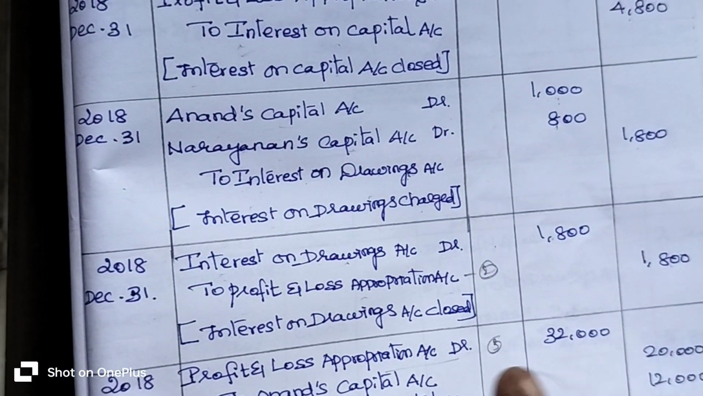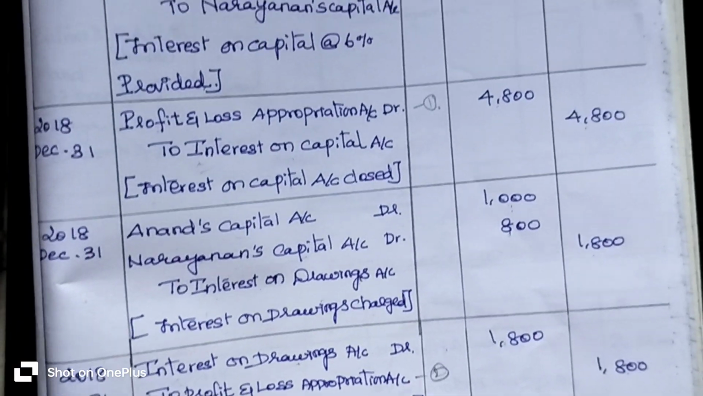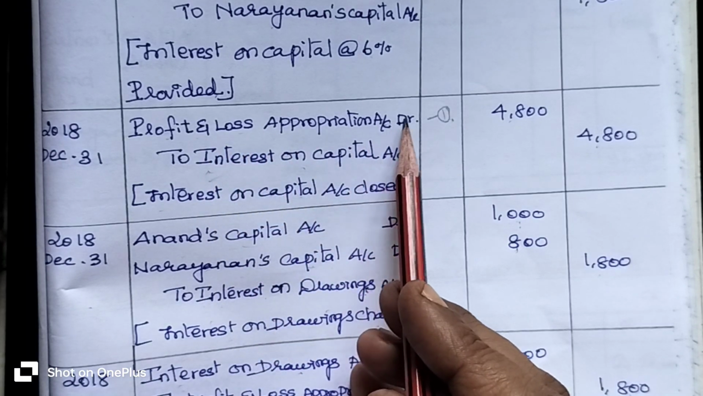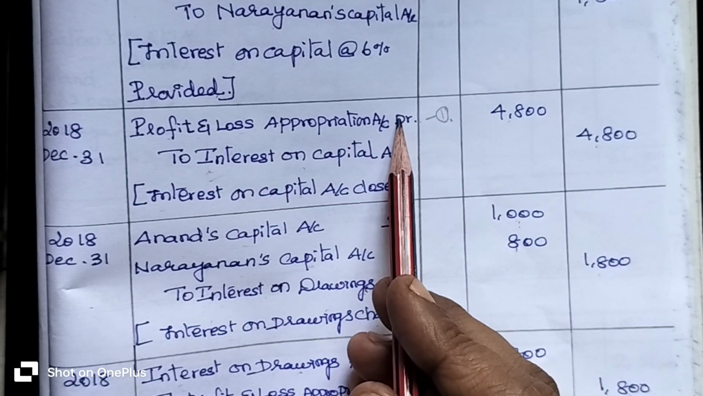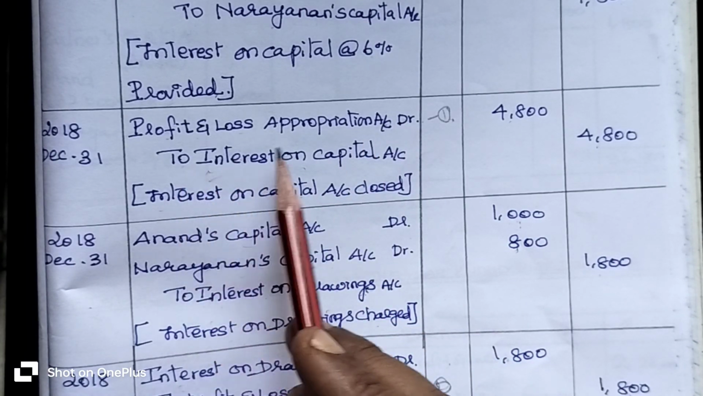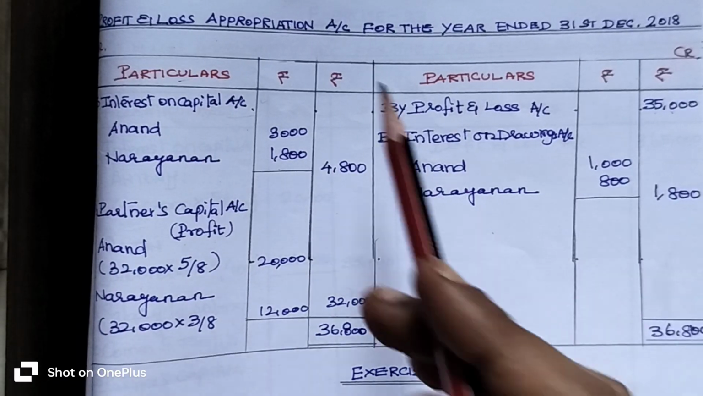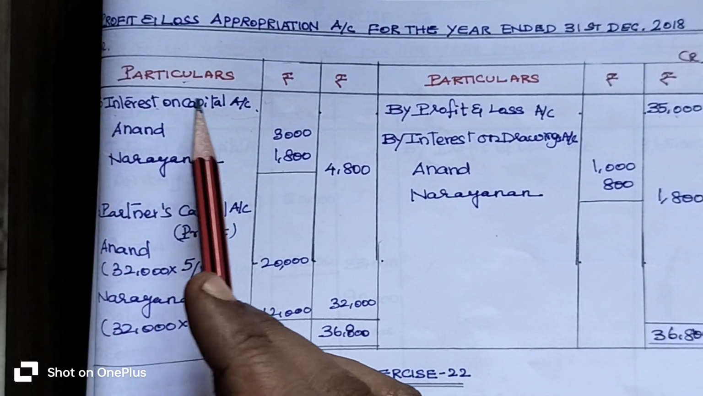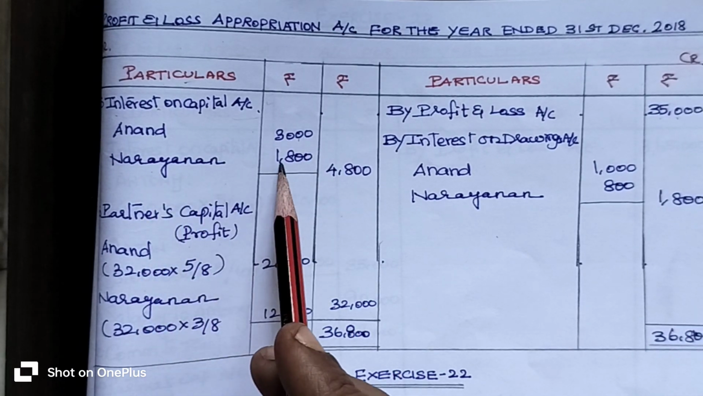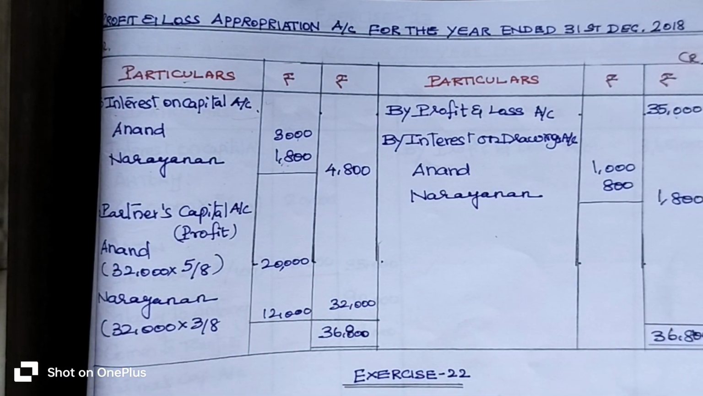Now we have to enter it into the ledger account, which means the profit and loss appropriation account. First we take profit and loss appropriation account on the debit side. You go to the debit side of the ledger account and enter the opposite account, that is interest on capital account, 4,800 rupees. On the debit side we entered interest on capital: Anand's interest on capital 3,000 rupees, Narayan's interest on capital 1,800 rupees, totally 4,800 rupees.